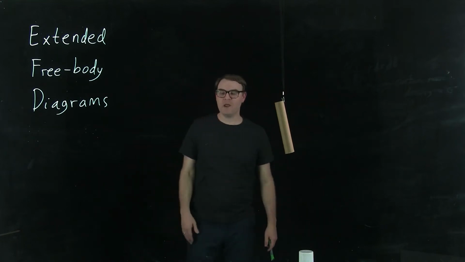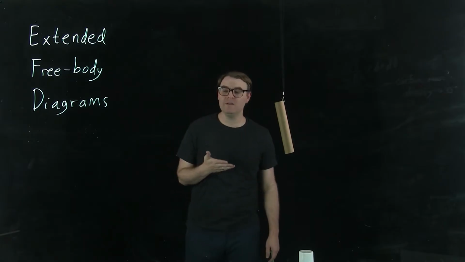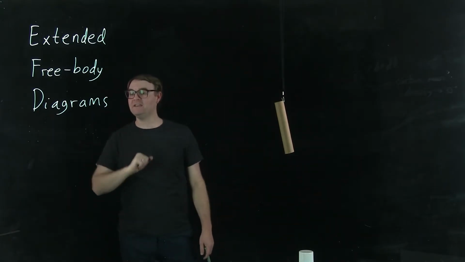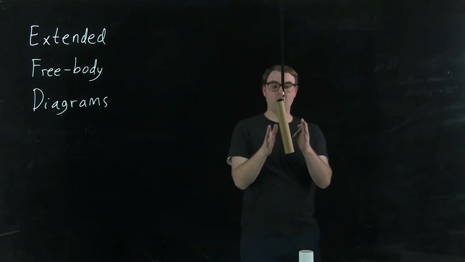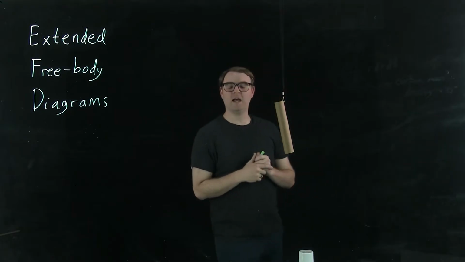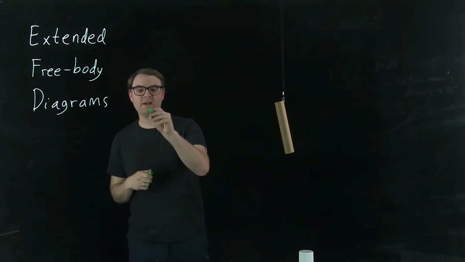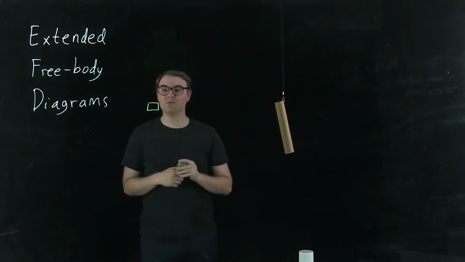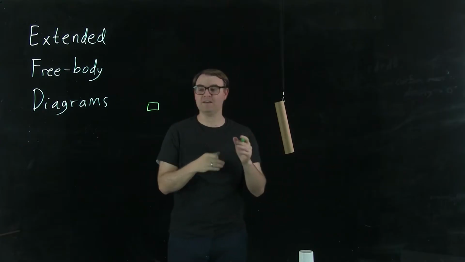Welcome everybody. Today we're going to continue thinking about our model for rotational motion by extending the idea of free body diagrams. So if I think about an object that I have suspended from a string here, I can draw an ordinary free body diagram for such an object by simplifying it down to a really simple picture and representing the different forces that are acting on the object.